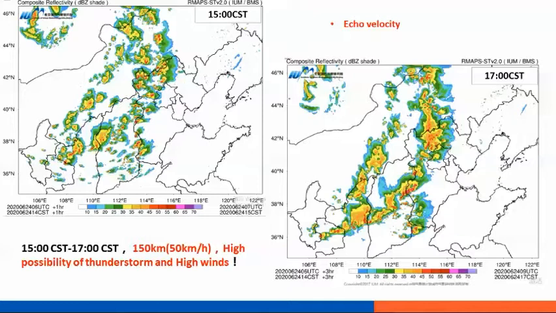These are the model composite reflectivity forecast at the initial time of 14 o'clock CST, the very nearby time, so the left is at 15 o'clock and the right is 17 o'clock. From these 3 hours, a similar bow echo embedded in the squall line passes at a velocity of 15 kilometers per hour, which suggests a high possibility of thunderstorm and high winds.